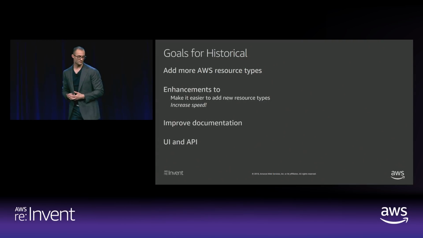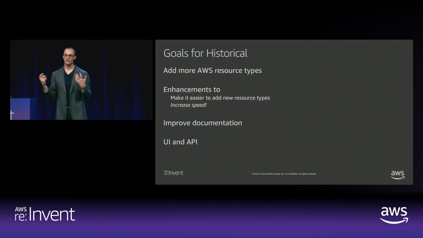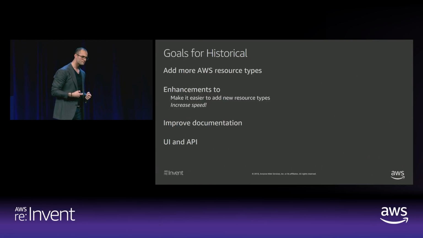So what are our goals? We want to add a lot more AWS resource types. We also need to make some enhancements to make it easier for us to do that. Right now, in our rapid innovation mode, we have a lot of duplicated code. In the coming months, we're going to clean that up, so it's much easier to add new technologies to historical.